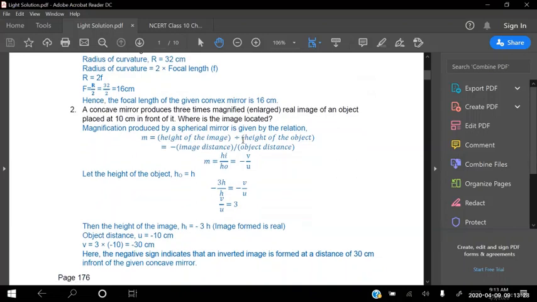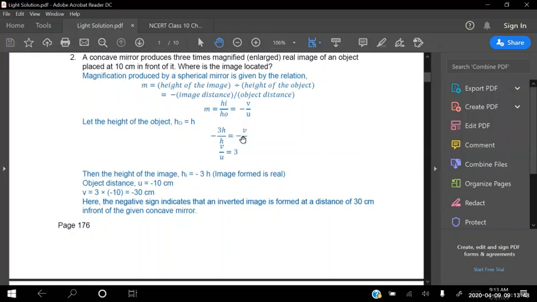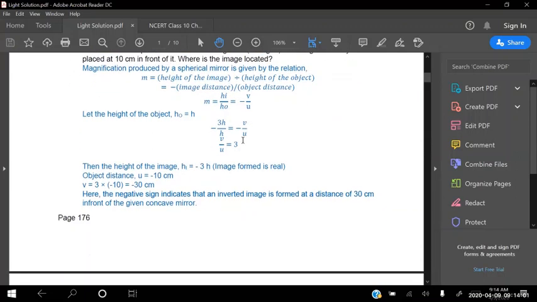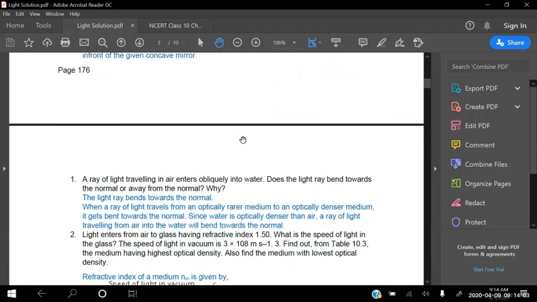Concave mirror produces 3 times magnified real image of an object. Now it's a real image. That means M will be minus. So if you consider the real image and it is 3 times, you have to write M is equal to minus 3. If you write like this, then you will keep the value here, minus 3 h upon h, and this is the answer for it. So if you get full calculation, you will get minus 10. The answer is minus 30 centimeter. That means your object will be kept at 10 centimeter and your image will be found at 30 centimeters. So this is the solution I've given.